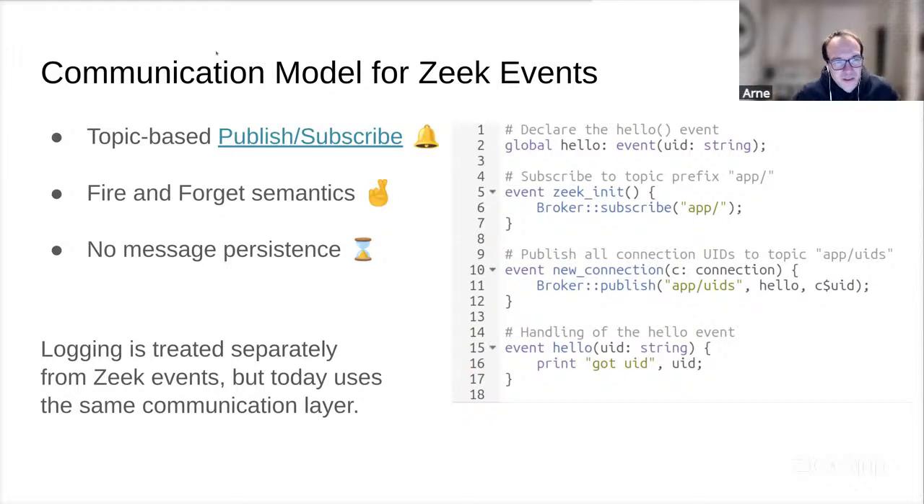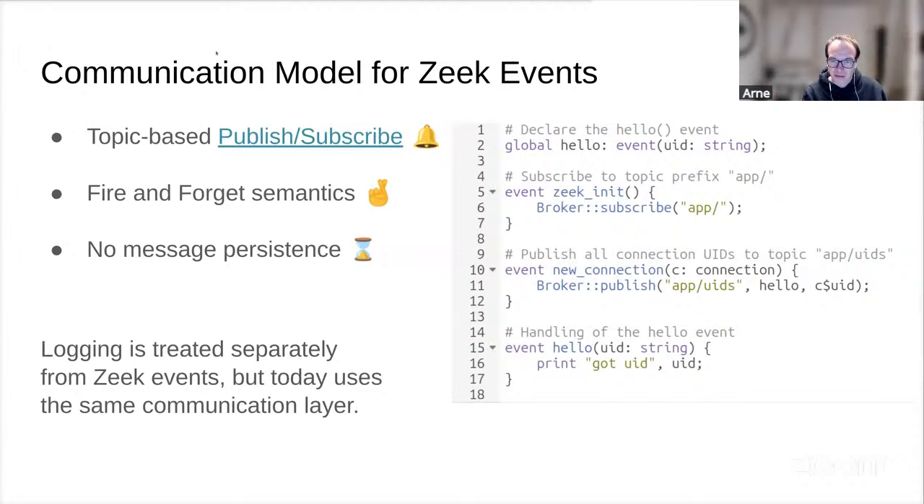The communication model for Zeek events is basically topic-based publish-subscribe. As a script writer or as a cluster node, you express interest in a topic, where the topic is just a string or sequence of bytes. That is shown on the right side in line 6, where there exists a function called Broker::subscribe. We basically express interest in the topic prefix. In this case, it's app/.